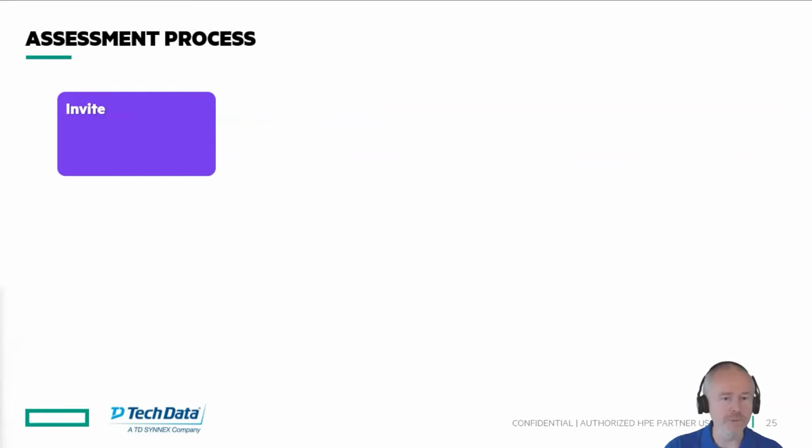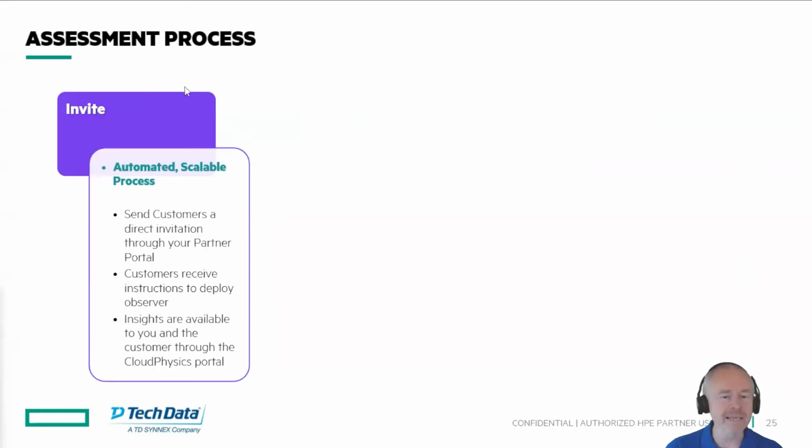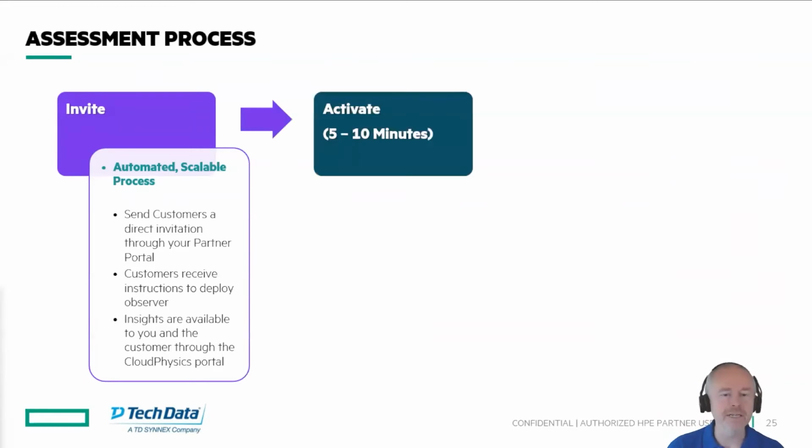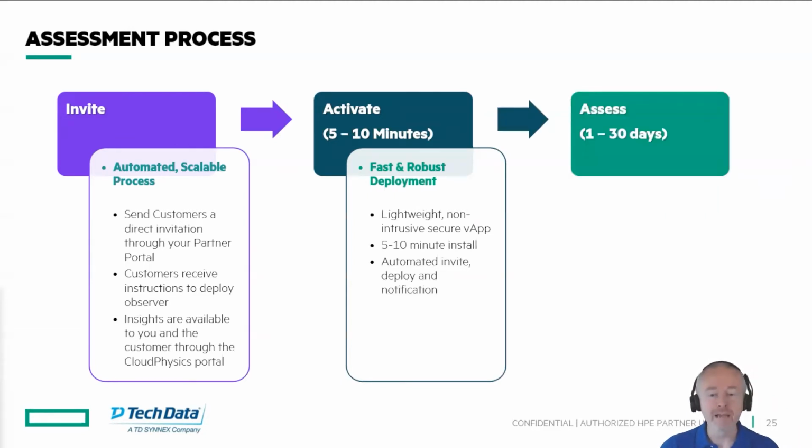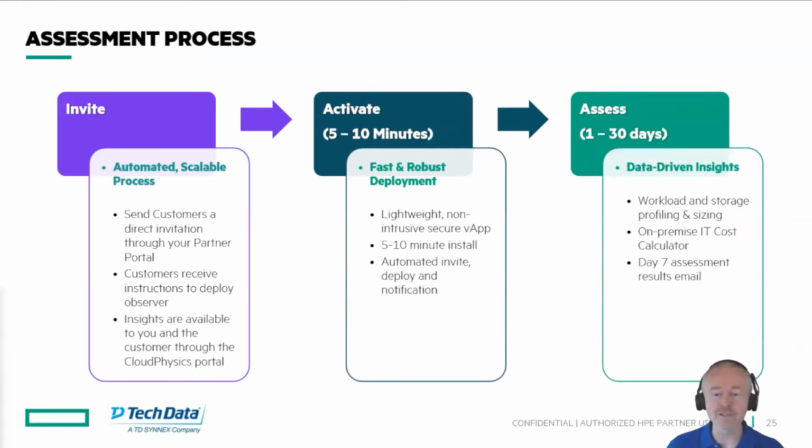So I'm going to show you, first you're going to send an email to that end customer. You're going to send an email through your partner portal. You can customize the text in there as well. Then you're going to activate it. It's a lightweight vApp, a little virtual appliance that you're going to deploy. It takes 5-10 minutes to have it deployed. And from that moment on, you're going to connect to your vCenter, and then it's going to start the assessment.